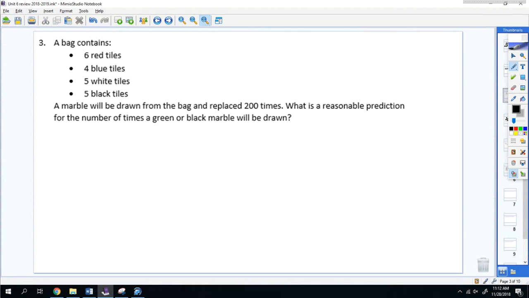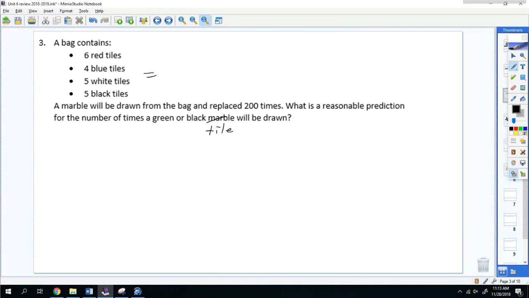Okay, number 3. A bag contains 6 red, 4 blue, 5 white, and 5 black tiles. A tile will be drawn from the bag and replaced 200 times. What is a reasonable prediction for the number of times a green or a black tile will be drawn? Well, first off, I didn't mean to say marble, I meant to say tile. Sorry, guys. Tiles and marbles, basically the same thing.